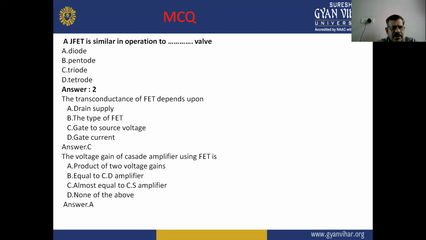Next question. The transconductance of a FET depends upon option A drain supply, option B the type of FET, option C gate to source voltage, option D gate current. The correct answer is option C, gate to source voltage. The transconductance of a FET depends upon the gate to source voltage.